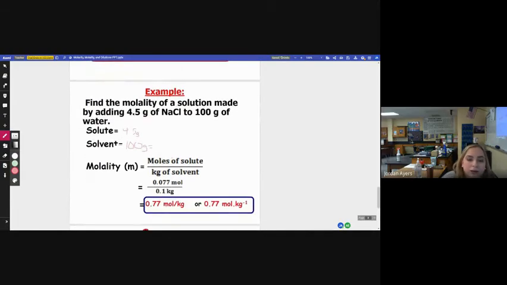And if we look at our equation, we don't want grams. So again, we have to do our conversion right here. So we're going to go to our periodic table, and we need to find the molar mass of sodium chloride. So sodium has an atomic mass of 23. Chlorine has an atomic mass of 35.45. So our molar mass is those two atomic masses added together, which is 58.5.